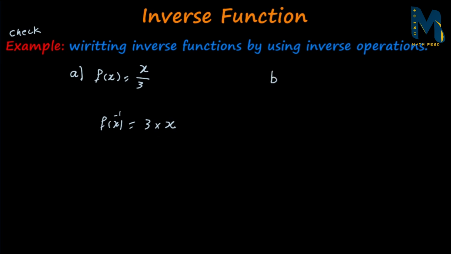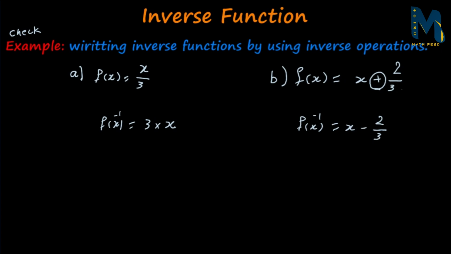What about this example, branch B? We have f(x) equals x plus 2 over 3. Now we can simply say we have addition. The inverse of addition is what? It is subtraction. The inverse function will be x minus 2 over 3. In the function we have x plus a number, so the inverse one will be x minus a number. This is how we take the inverse.